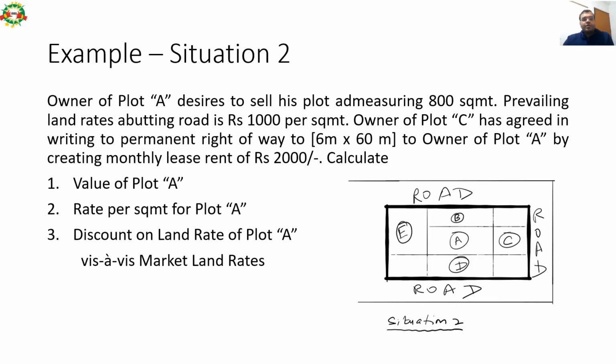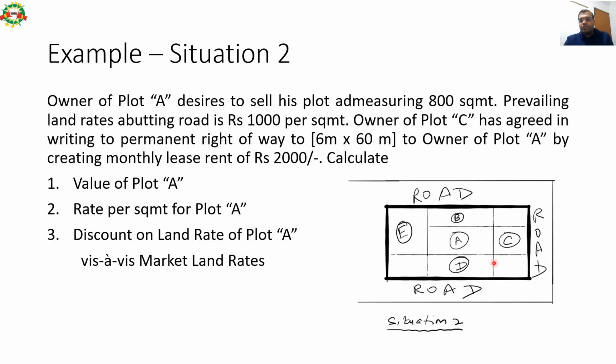An example for the second scenario: the owner of plot A desires to sell his plot measuring 800 square meter. This is plot A, and the area of this plot is 800 square meter. The prevailing land rate abutting the road is 1000 rupees per square meter. So any land which is adjoining the road is 1000 per square meter. The owner of plot C, this is plot C, has agreed in writing to give a right of way to the owner of plot A.